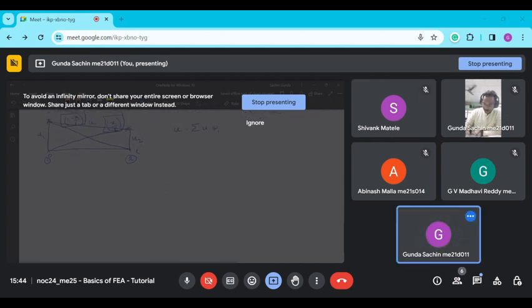Any other doubts other than this? Okay, then maybe we will solve one bar problem using the FEM method, and then just practice it.